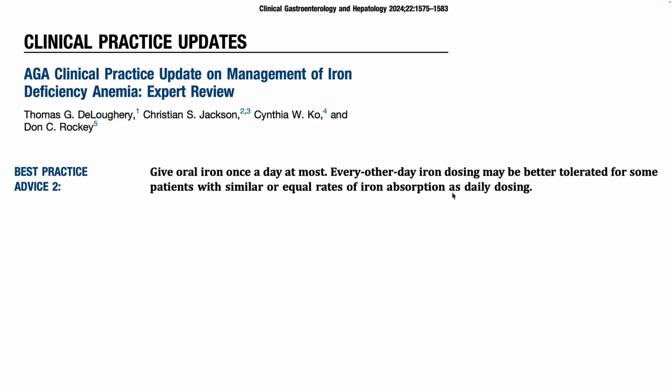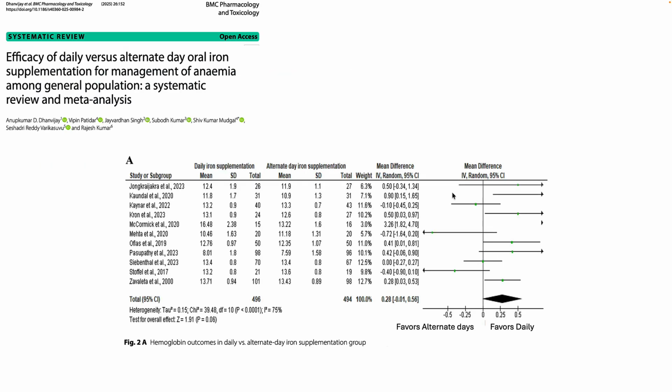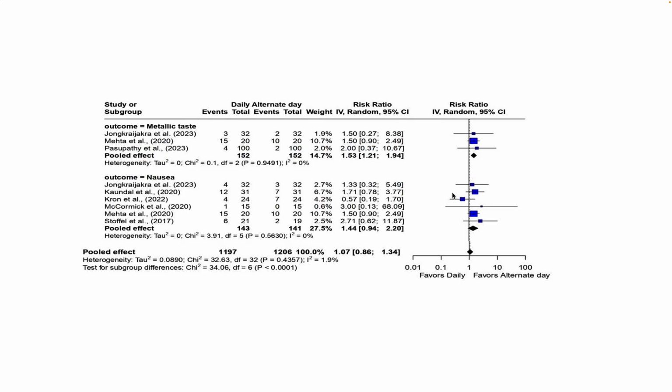Therefore, researchers examined alternate day dosing and found that these side effects were much lower without compromising the hemoglobin levels by a lot. This was the latest meta-analysis in 2025, consisting of 11 randomized trials involving 1,000 participants, and they found that there was only a small, statistically non-significant increase in hemoglobin with daily dosing over alternate day dosing. Secondary outcomes like level of serum iron, ferritin, transferrin saturation, and MCV change were also not very different.